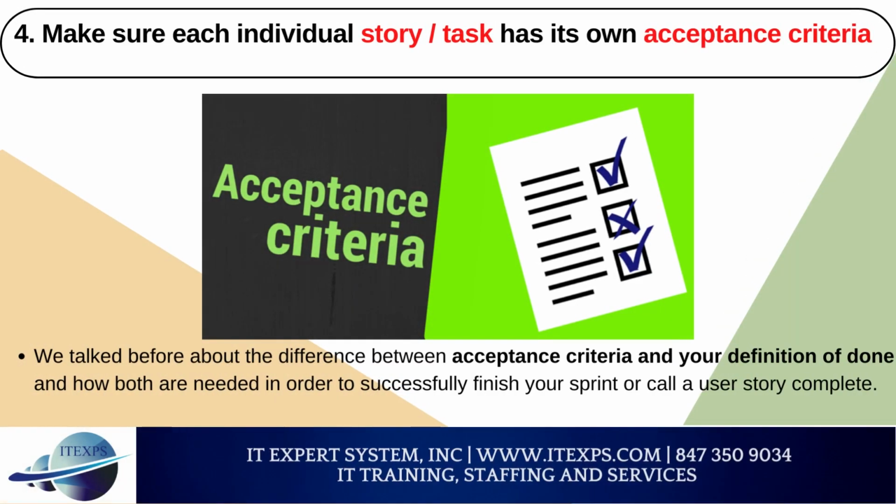4. Make sure each individual task has its own specific acceptance criteria. We talked before about the difference between acceptance criteria and your definition of done and how both are needed in order to successfully finish your sprint or call a user story complete. As you work through your sprint planning process, make sure each issue includes relevant information and acceptance criteria. Again, this is a great place to use checklists. Not only does this make sure your team knows what they need to be working on, but it makes it that much easier to clearly tick off the acceptance criteria met portion of your definition of done.